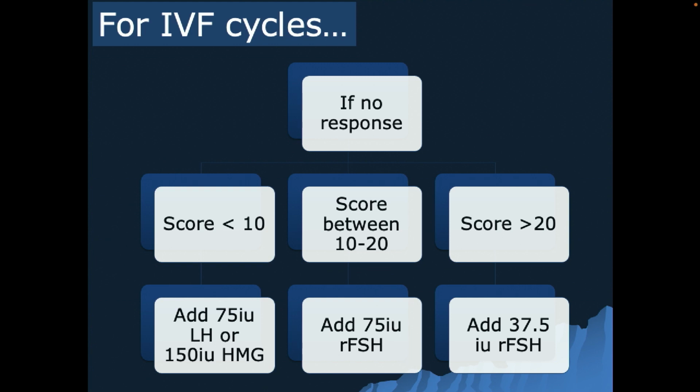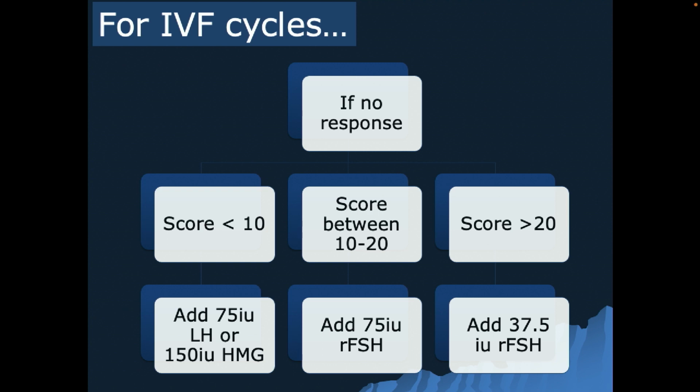If the patient's score was less than 10, add 75 RLH and 75 RFSH, or add 150 HMG. If the score is between 10 and 20, normal reserve, normal responding, then you will add only 75 RFSH. And if the score is more than 20, PCO patient, add only 37.5. Then call the patient after 2 or 3 days according to the size of the follicle. So that would be your IVF stimulation protocol.